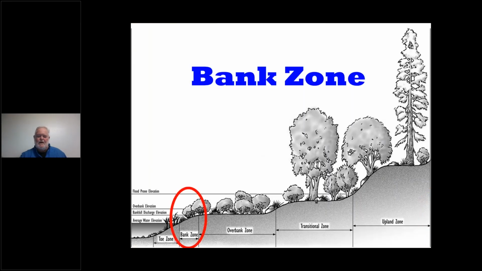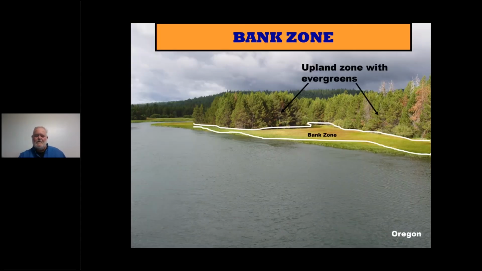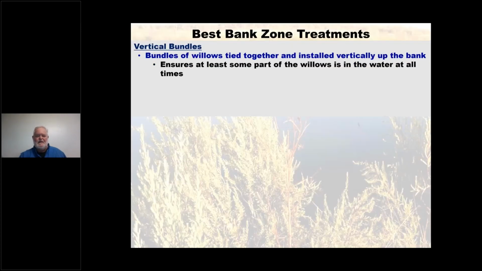The bank zone, and I'll talk more about the specifics of each one of these zones and why we call them that, et cetera, in the next talk. The bank zone is this zone. It's right above the toe zone. And some of the best treatments I've found are vertical bundles that you put the base down in the toe zone, but the top is up in the bank zone. They're usually bundles of willows tied together and installed vertically up the bank. It ensures at least part of the willow in the toe zone is in water at all times.